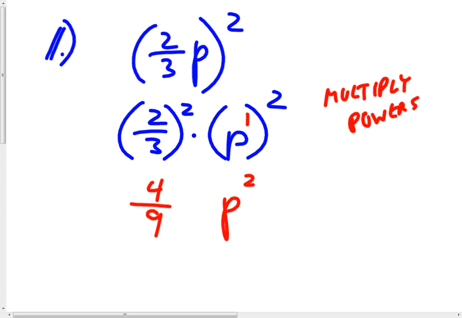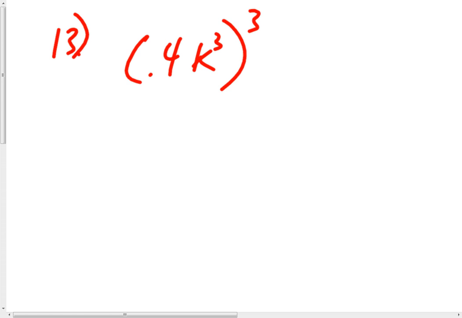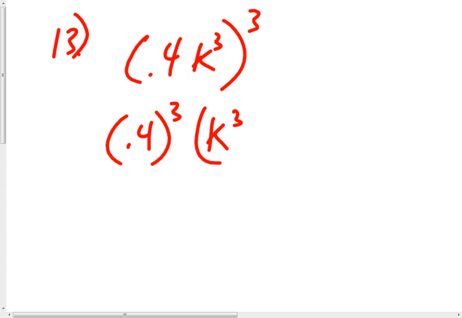Last one. 13. 0.4 K3 1/3. Do we have a power outside of the parentheses? Yes. Everything gets the power. 0.4 gets the 3. K3 gets another 3. What's the rule for powers on top of powers? Multiply, which is K to the 9.